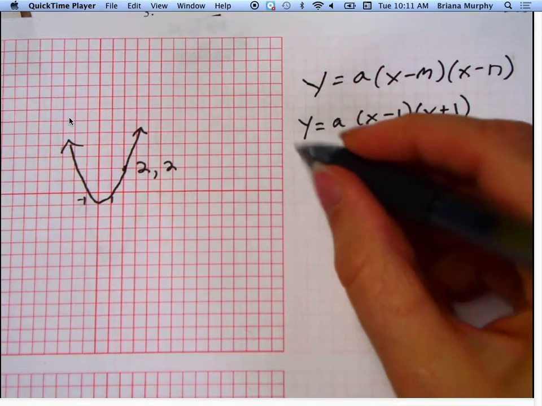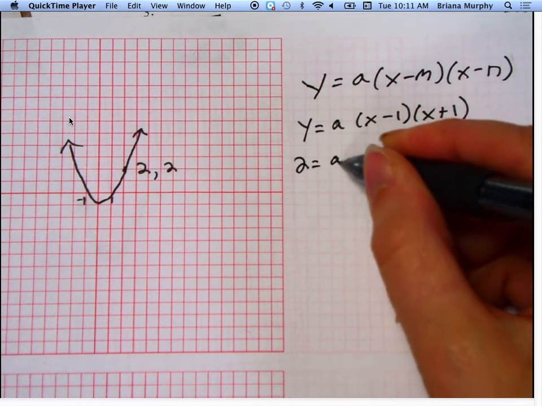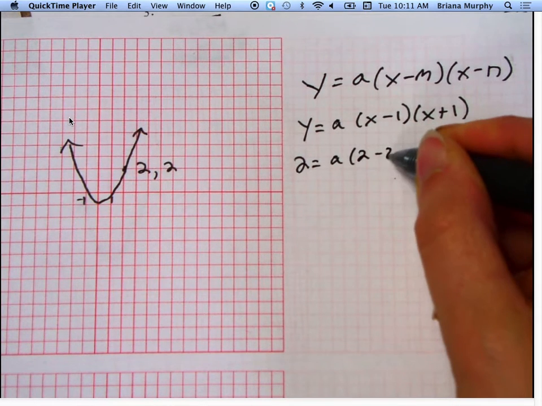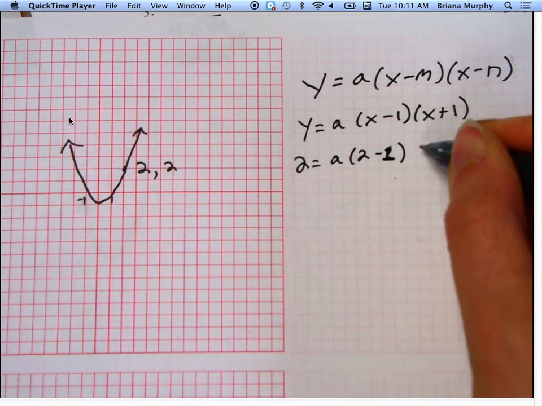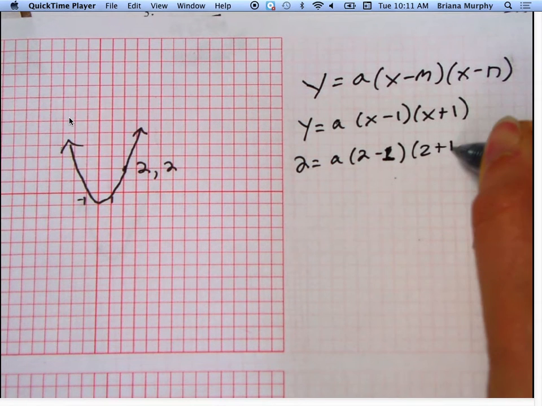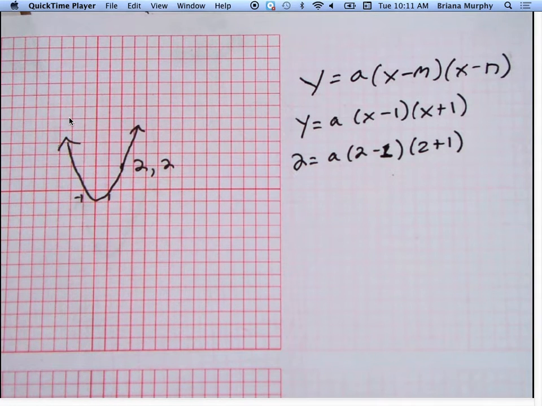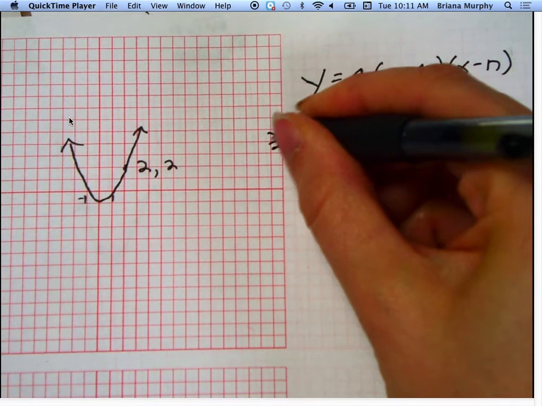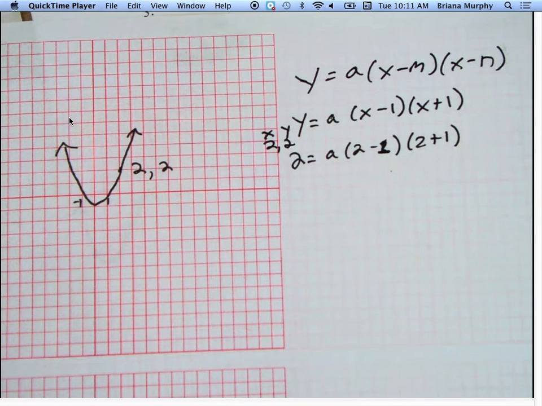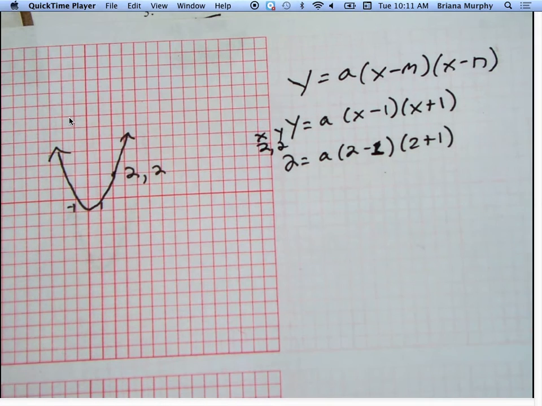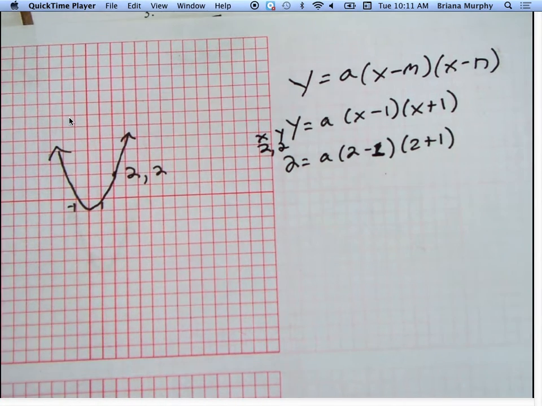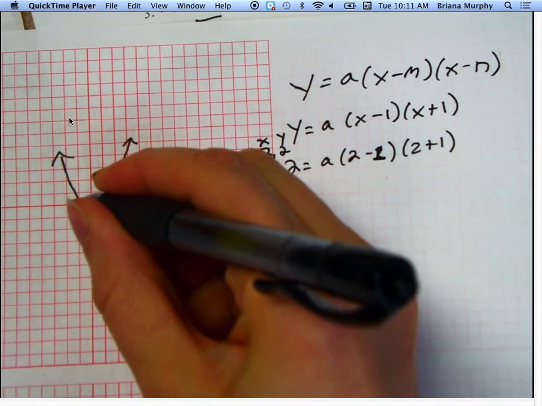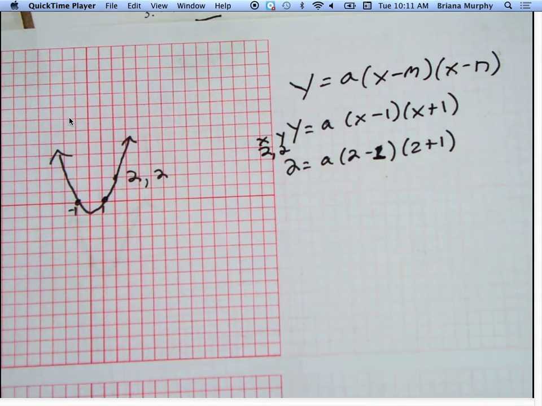So y is going to be 2, and all of my x's are now 2. So far, so good? Yeah. Just plug it in, the point (2, 2), 2 for x, 2 for y. All right, now I'm going to do this problem. Solve for a, yes? What did you get? Because I know right here it crosses the x-axis at 1 and -1.